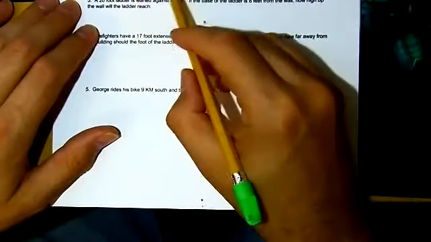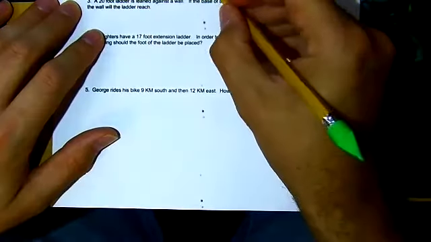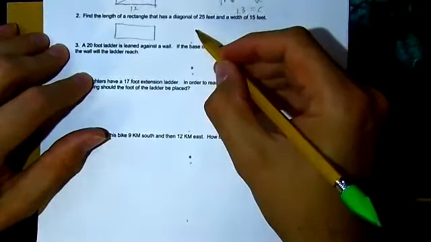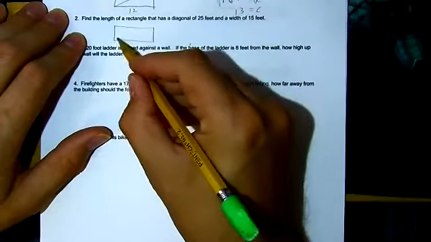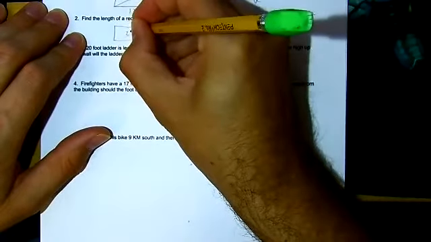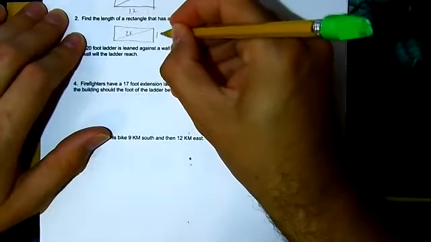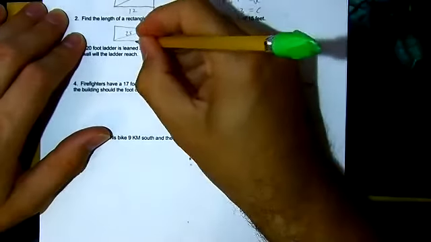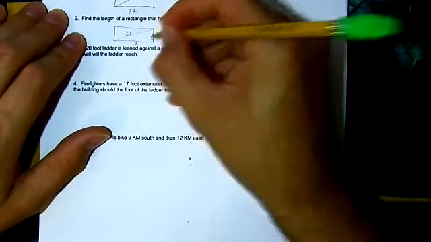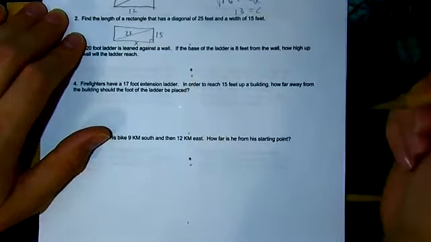Find the length of a rectangle that has a diagonal of 25. So draw your rectangle. This time they're giving you the diagonal. Whoops. So they're giving you the diagonal of 25 feet and the width of 15 feet. It doesn't matter if you put 15 here or 15 here. I'm just going to put it here because I have room. So you're looking for this side. This is your right angle. So you're missing a short side. You've got the hypotenuse and the short side.